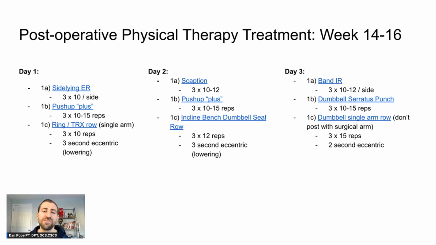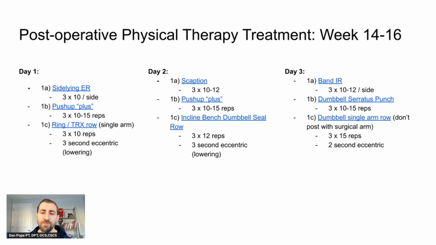So on day 1, we have sideline ER. We have a push-up plus, which is quite a bit of stress on the supraspinatus, but we want to be able to tolerate that in order to be able to press things over the course of time. And we have a TRX row, right? So now you're starting to see a little more of traditional strengthening exercises, right, that you would see in a regular training program. Day 2, we have scaption, a push-up plus, an incline bench dumbbell seal row, right? So starting to bump things up a little bit more.